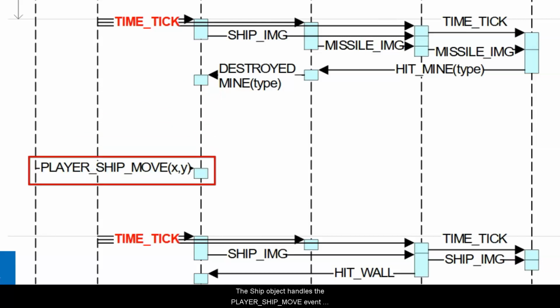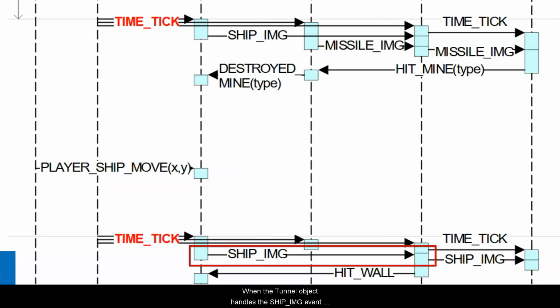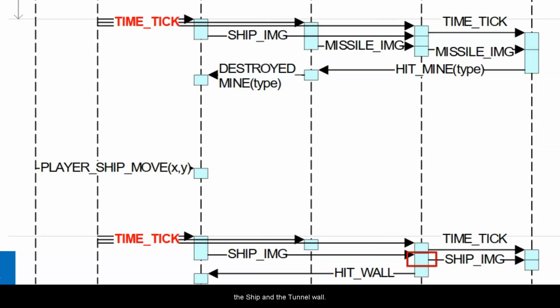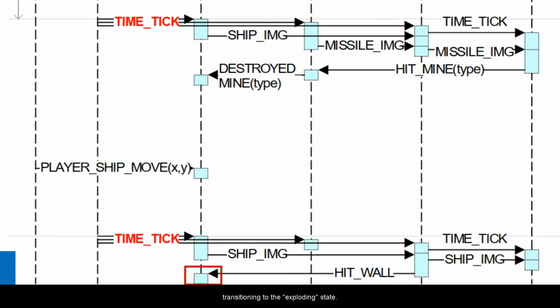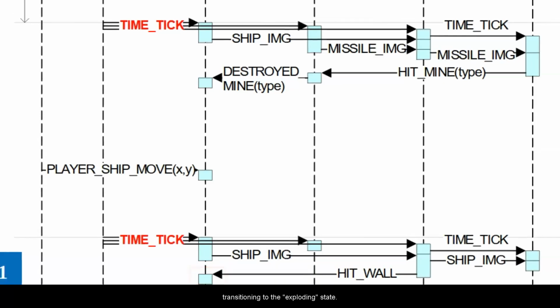The ship object handles the player ship move event by updating its position from the event parameters. When the tunnel object handles the ship image event next time around, it detects a collision between the ship and the tunnel wall. In that case, it posts the event hit wall to the ship. The ship responds to the hit wall event by transitioning to the exploding state.